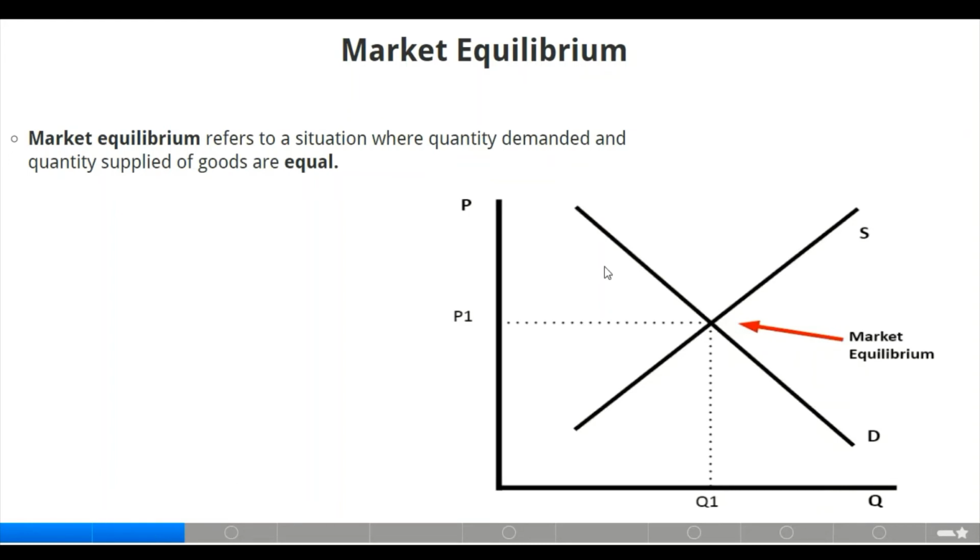According to this diagram we are looking at, we have a demand line and a supply line. Of course, we have done demand and supply. Now let's see what market equilibrium is telling us. Market equilibrium refers to a situation where quantity demanded and quantity supplied of goods are equal, where demand and supply are equal. In this diagram, here is our market equilibrium.